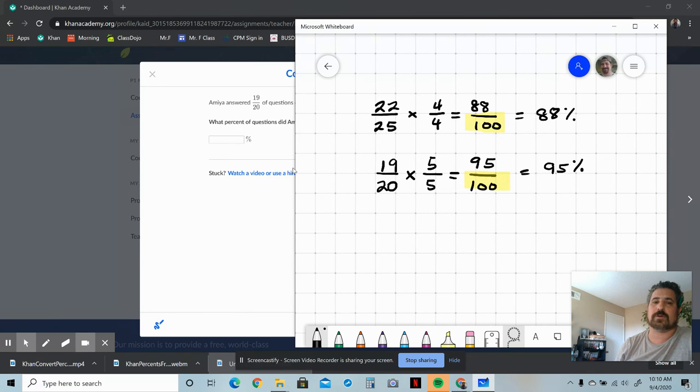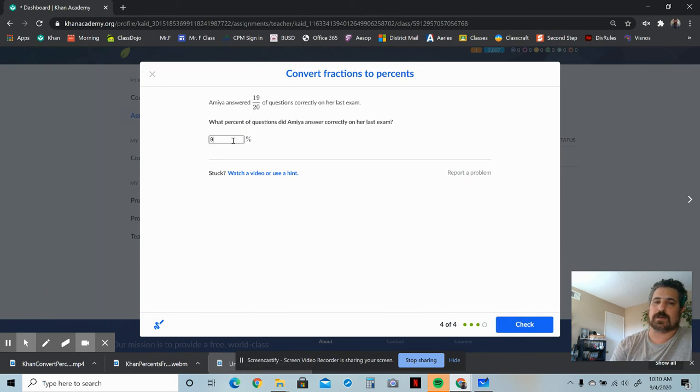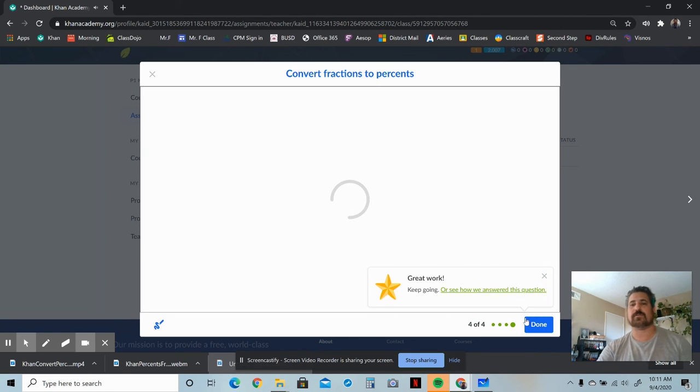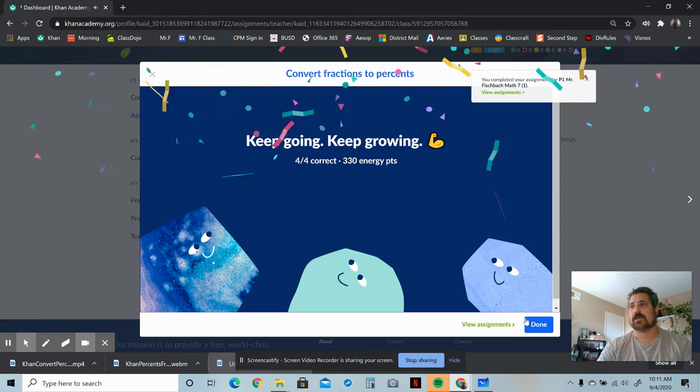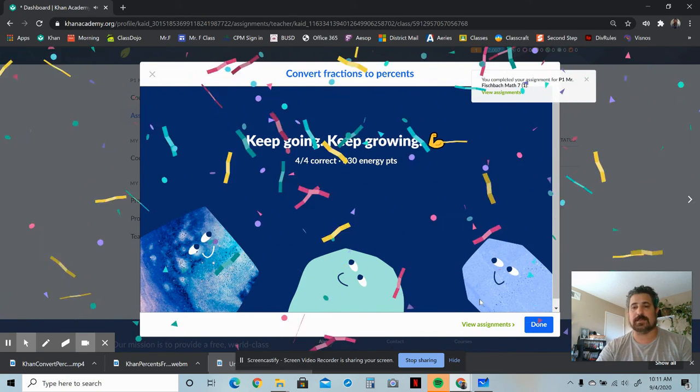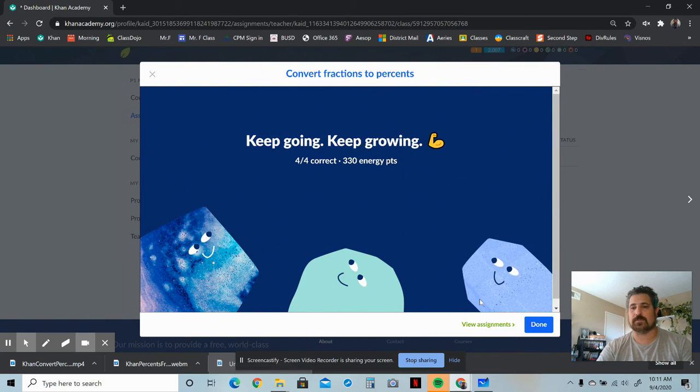Okay, that's per every 100. So over here, you just go 95. It already has the percent symbol. We're done. And that's how you do converting fractions to percents. So these were actually really easy. There wasn't any division required. It was a real simple one.